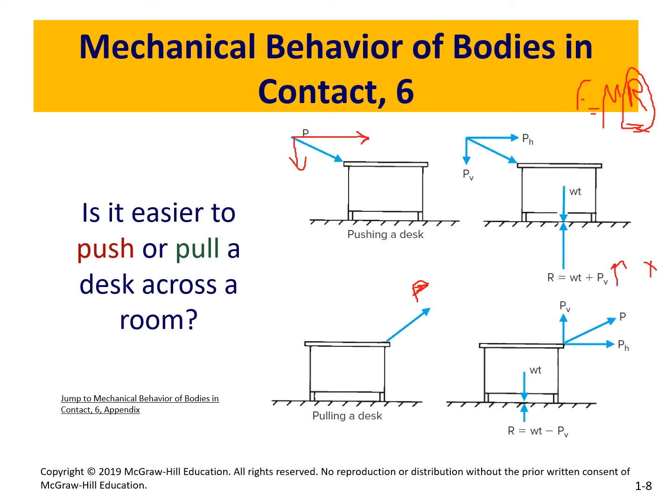On the other hand, if you are pulling this way, you will resolve into the vertical direction going up and to the right, and the reaction force now is the weight, but you subtract from it PV because it's in the opposite direction of the weight, which means R is a small value. If you multiply it with the coefficient of friction, it's a smaller value, so it will be easier for us to pull rather than to push.